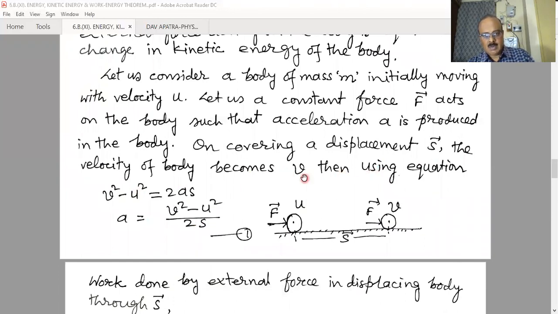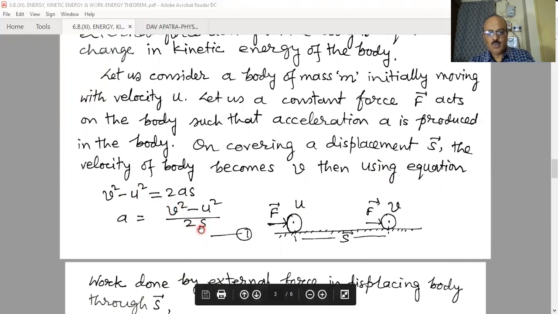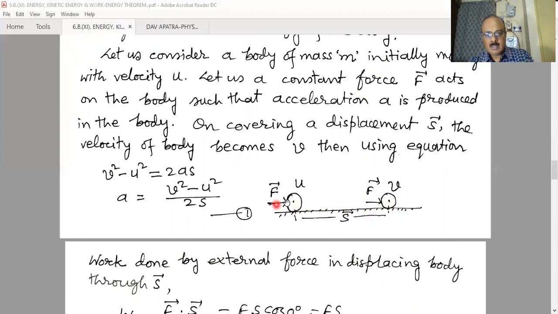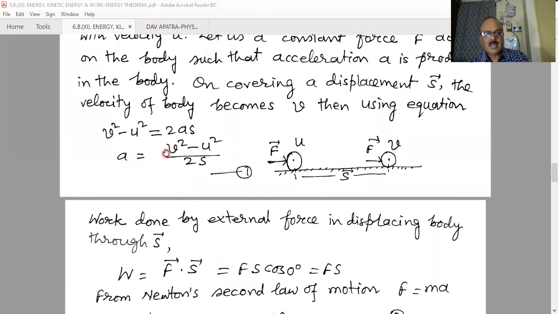Since there is a force, there is also an acceleration a, and we know from the equation v square minus u square equal to 2as. That means the acceleration is v square minus u square divided by 2s, where s is the displacement. The initial velocity is u, the final velocity is v, and the displacement s is in the same direction as the applied force. And since there is a force, there will be an acceleration, and the acceleration a is v square minus u square divided by 2s.